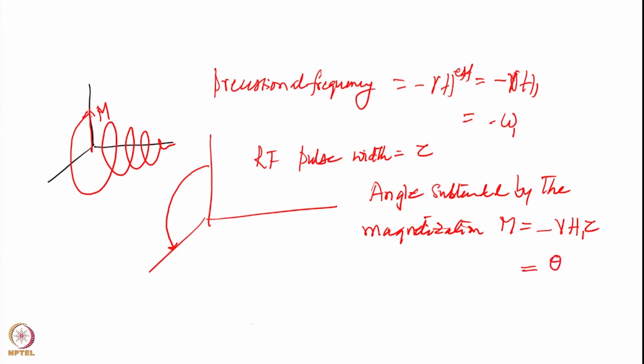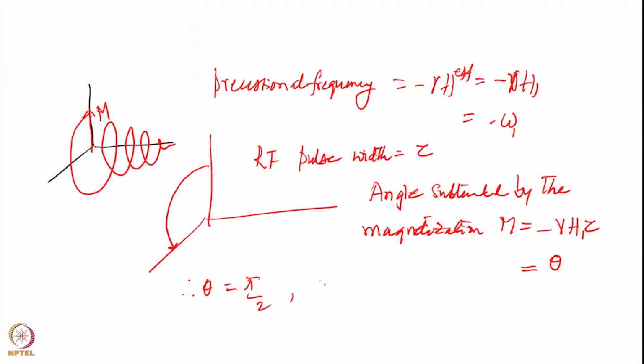Because minus gamma H1 is the frequency, frequency times tau is the angle covered, right. Of course in radians, so you can multiply by 2 pi to get it in degrees. So we can move the magnetization by 90 degrees or 180 degrees and so forth. Therefore if theta is equal to pi by 2, then we have a 90 degree pulse; if theta is equal to pi, then we have a 180 degree pulse and so on. So this is the language we use for describing the rotation of the magnetization.